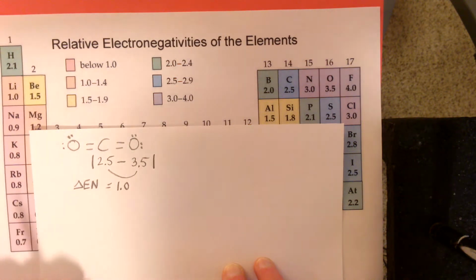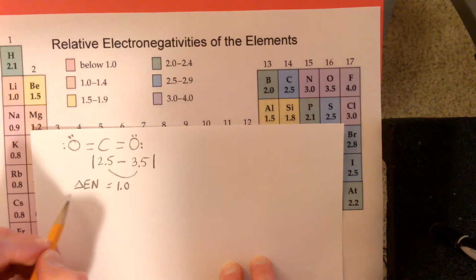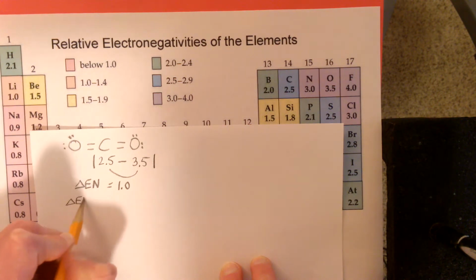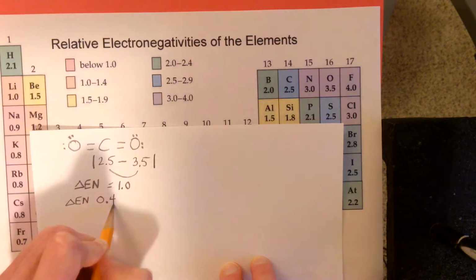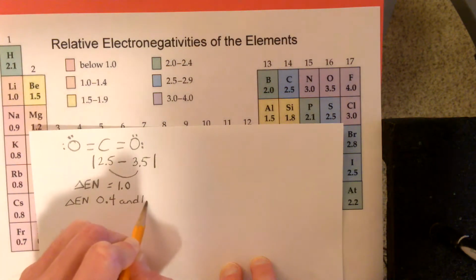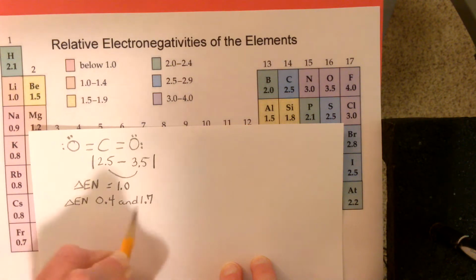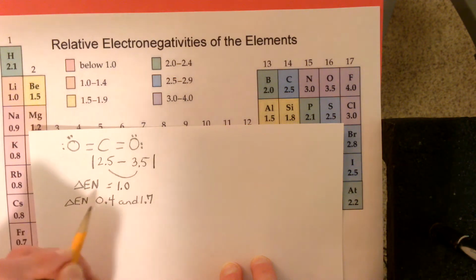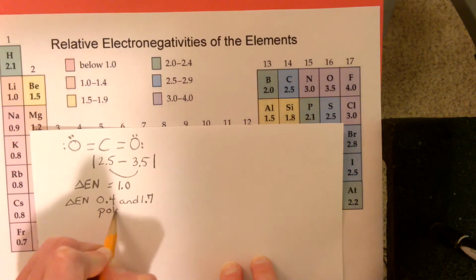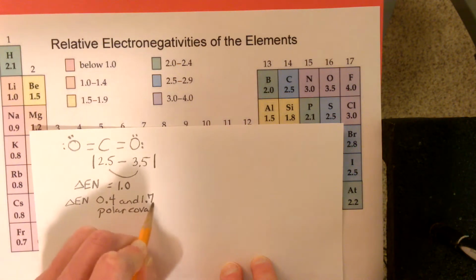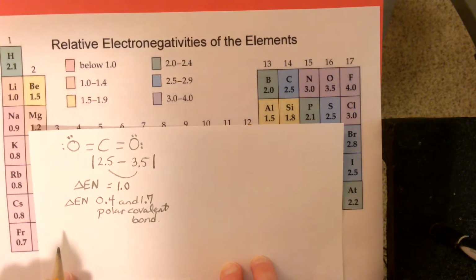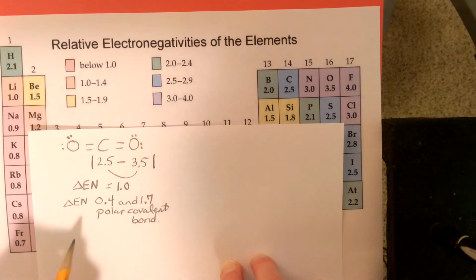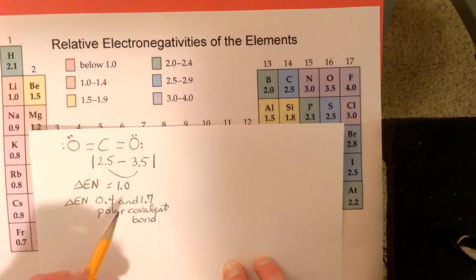Now on the Pauling scale, when the electronegativity difference is between 0.4 and 1.7, when that difference is in that range, we consider that a polar covalent bond. So it is a covalent bond, but there's unequal distribution, unequal sharing of the electrons. So this would be a polar covalent.